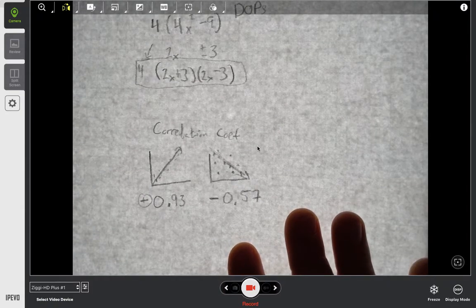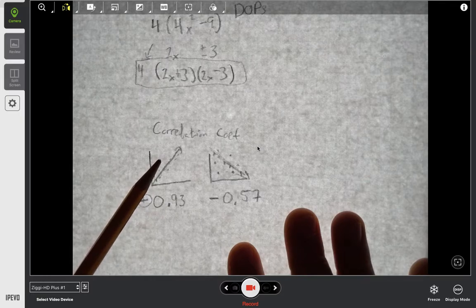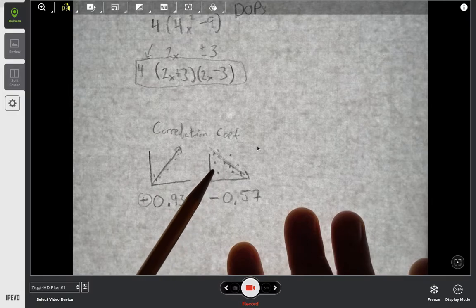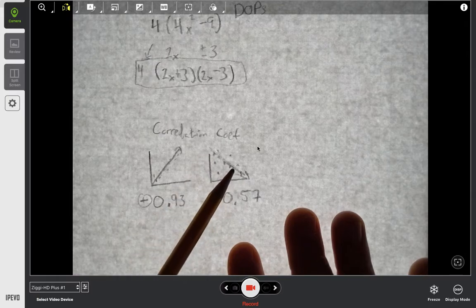And that's all you really need to remember. The closer packed that the dots are in your scatter plot, the closer your correlation coefficient is to 1. The further away they are, the closer it is to 0. Here there's sort of a pattern, so I see a 0.5, and it's going down, it's a negative slope, so my correlation coefficient is negative.